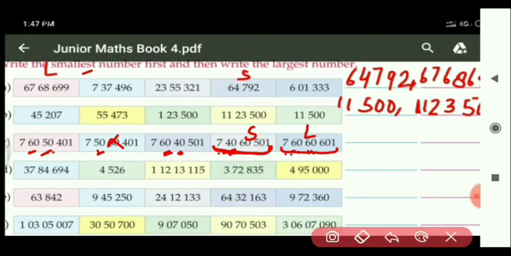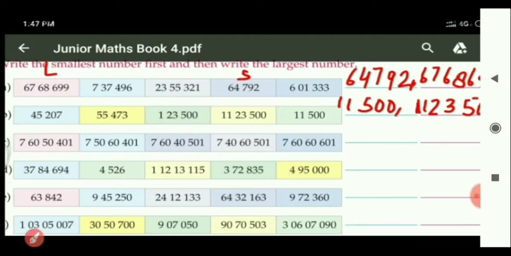60 lakh 60,601. And you can arrange the smallest number in this blank and the second largest number right in this column. Okay. Got it? So as I did this part, similarly you can do D, E and F parts. Okay. Now let us see the next question.